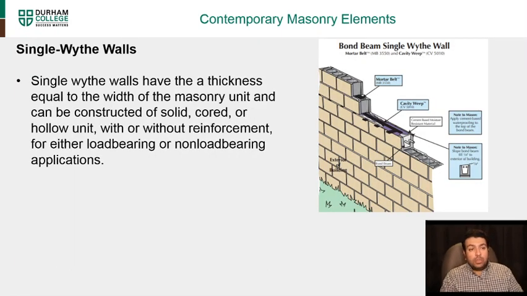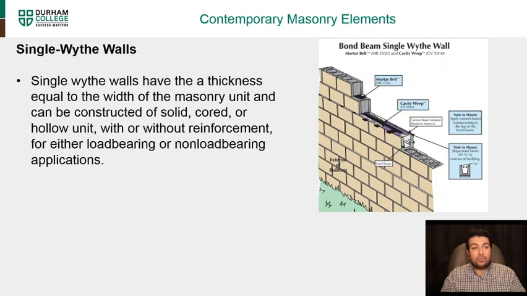A single width wall. Single width walls have thickness equal to the width of the masonry unit and can be constructed of solid, cored, or hollow units with or without reinforcements for either load bearing or non load bearing applications. So you'll see in these slides going forward, we're going to use single width walls as an example for a single thickness masonry unit, and then it will be converted into cavity walls, solid walls, inside walls, outside walls.